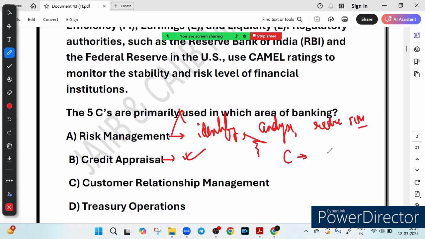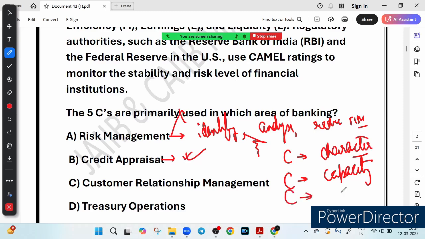The first C is character. What is the meaning of character? When I say character, it means the borrower's past credit history and repayment behavior. The second C is capacity. What does capacity mean? It means the borrower's ability to repay the loan based on income and existing debt.